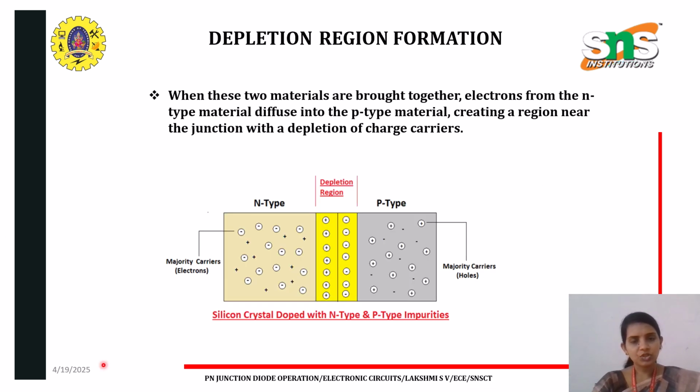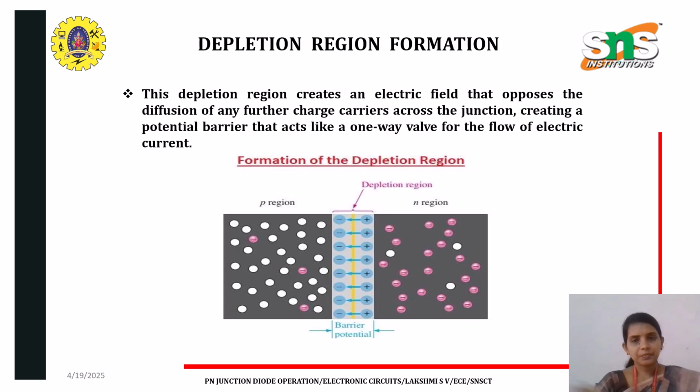So here is the picture of how the depletion region is formed. When these materials are brought together, electrons from N-type diffuse into P-type and holes from P-type diffuse into N-type. So diffusion occurs and it creates a region near the junction depleted of charge carriers. The name depletion means it is depleted of charge carriers, which means further movement of these ions does not occur. It contains only immobile charges. Hence the name depletion region.